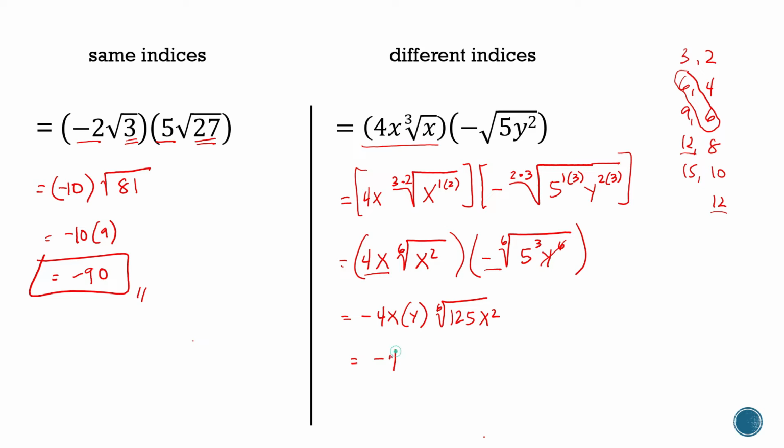So our final answer is negative 4xy, 6th root of 125x squared. Right? So that will be the answer for this problem. Okay, I'm going to give you 2 more examples.